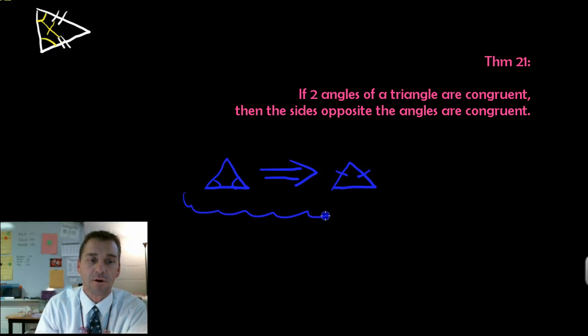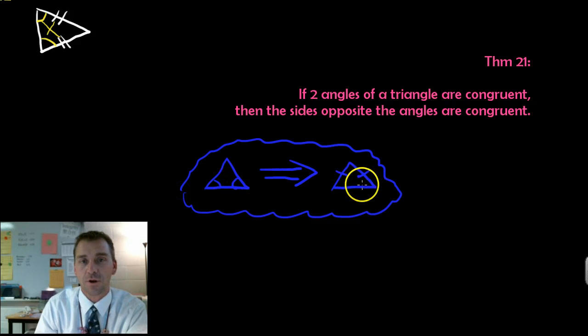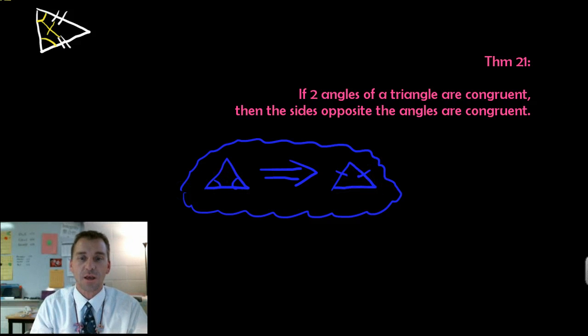And this right here is your reason in a two-column proof if you're given angles and you want to go to sides. Look at your sample problems and rock and roll.